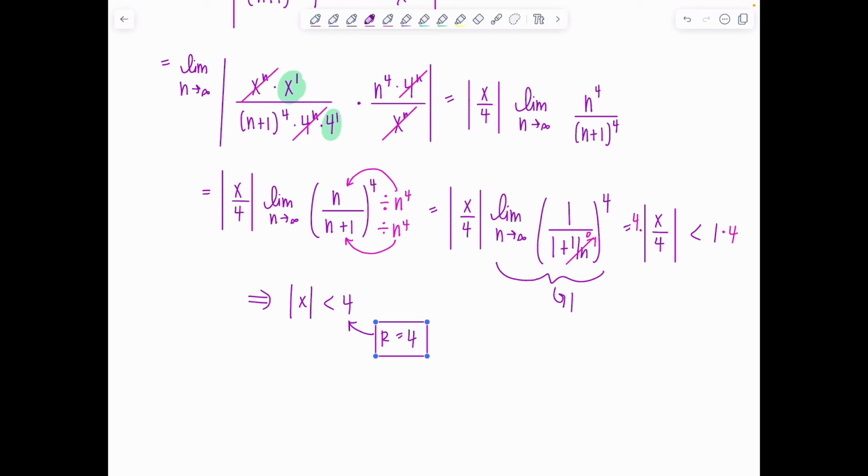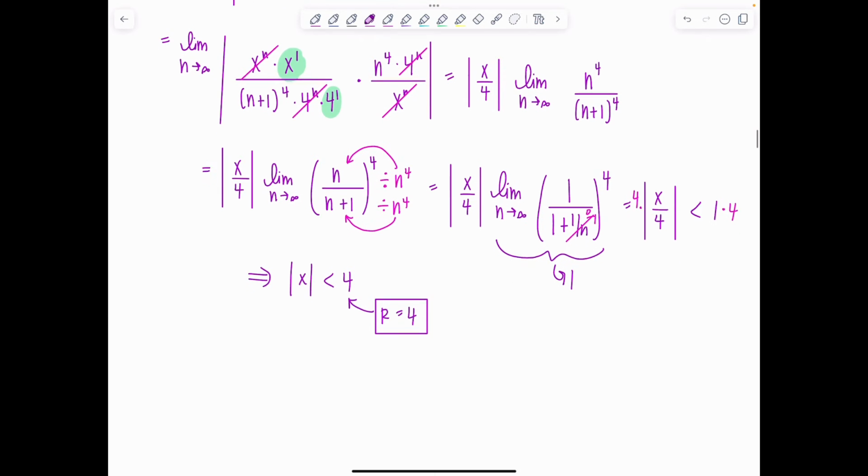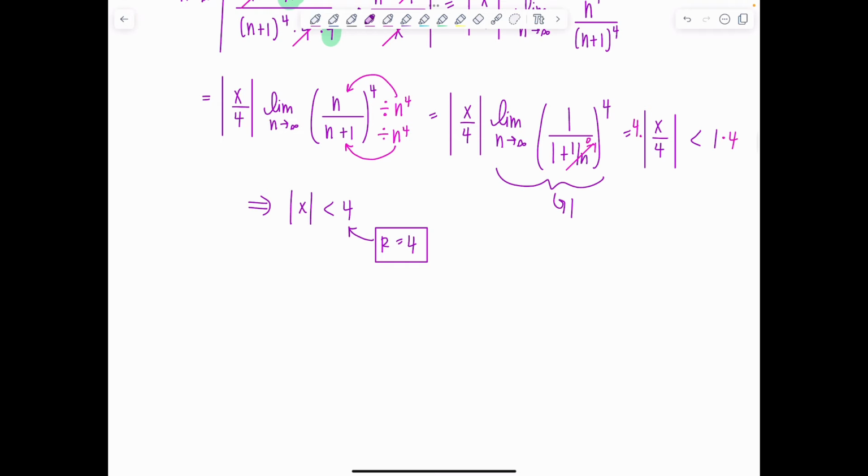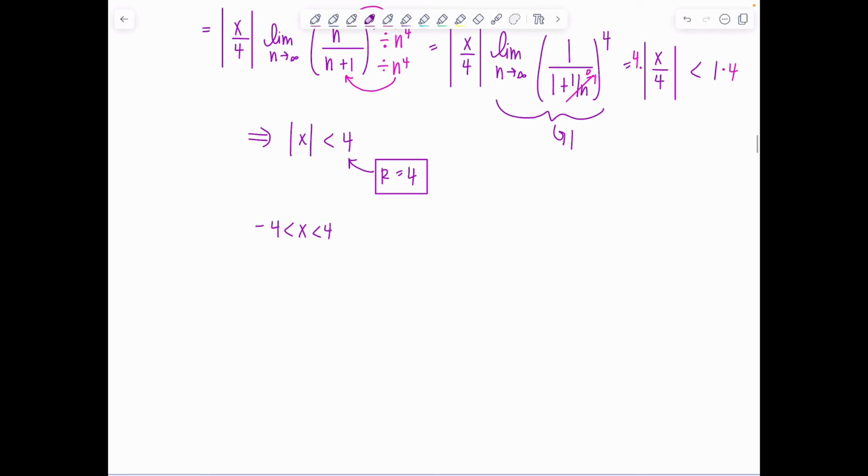Okay. Now, let's see, we have to test our endpoints. So if you'll remember, when you have absolute value of x is less than 4, that means x is less than 4 and greater than -4. So we need to test our endpoints. Let's tell the people that's what we're doing. Test our endpoints. Let's do -4 first.